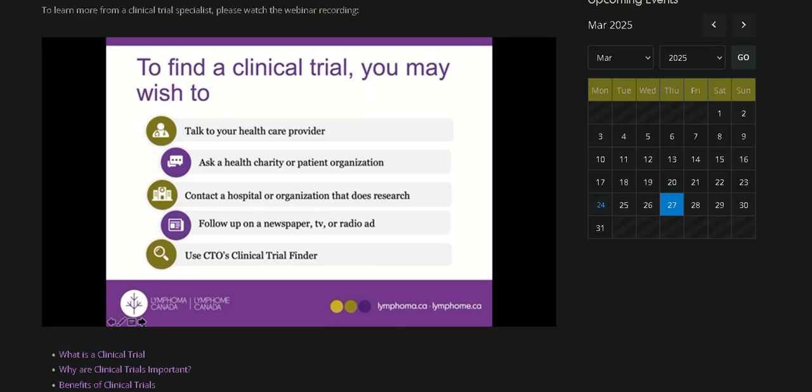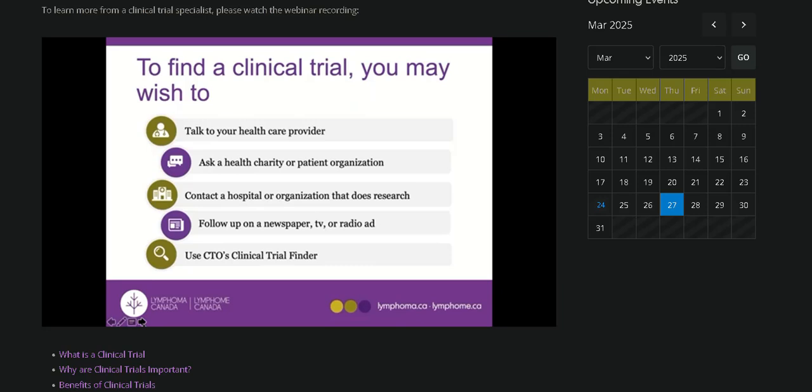Part of why you're probably at this presentation is you know that Lymphoma Canada has resources that can help you, and I know Sarah will talk to you about that a bit later in the webinar. You can contact a hospital or another organization that does research and ask them about their clinical trials and what they have going on. There are legitimate ads in the newspaper, TV, or radio that you might hear.